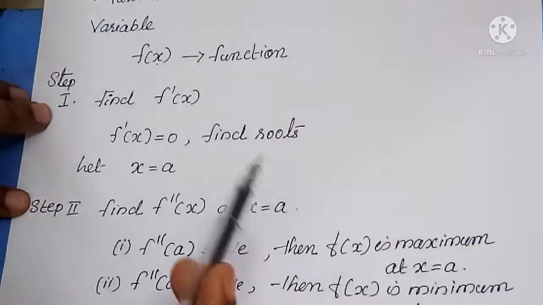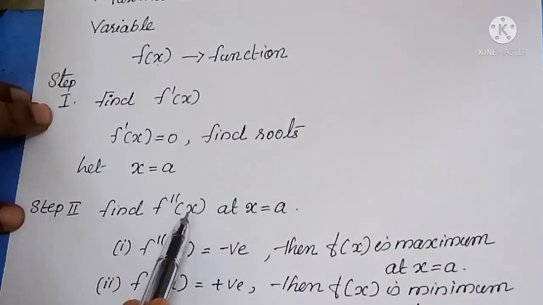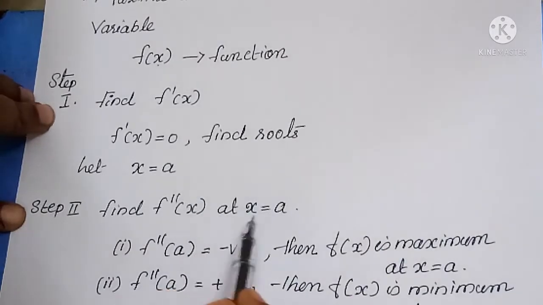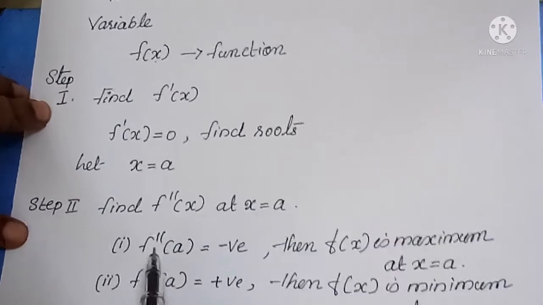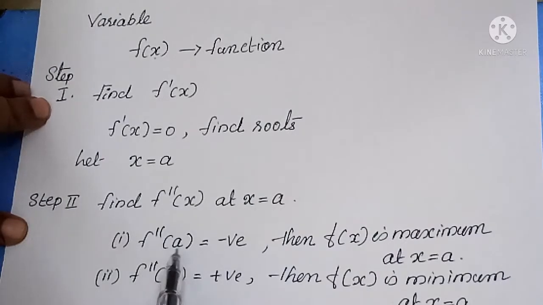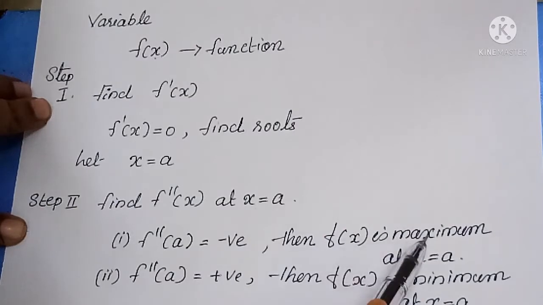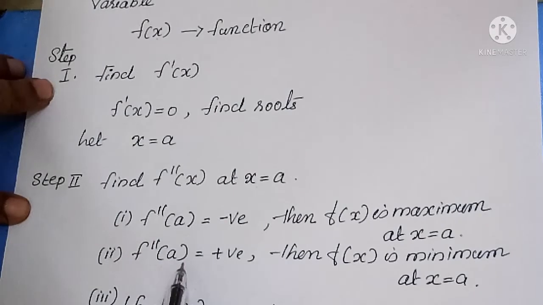Second step, find f double dash of x. Then we substitute x is equal to a, so we will get a value f double dash of a. Then we check the value of f double dash of a. If f double dash of a is a negative value, then we can say f of x is maximum at x is equal to a. If f double dash of a is a positive value, then f of x is minimum at x is equal to a.